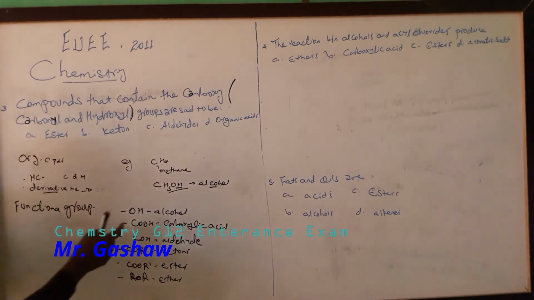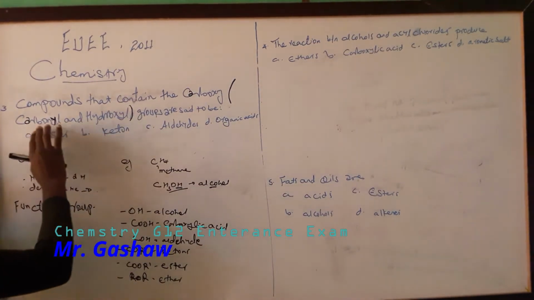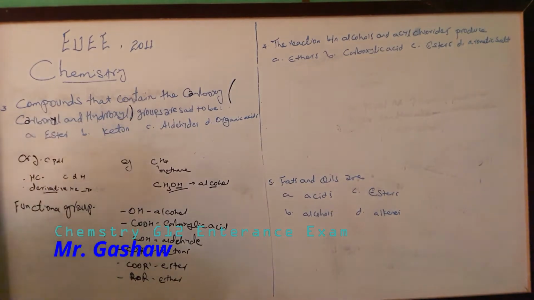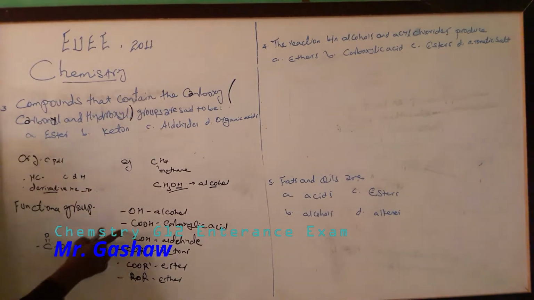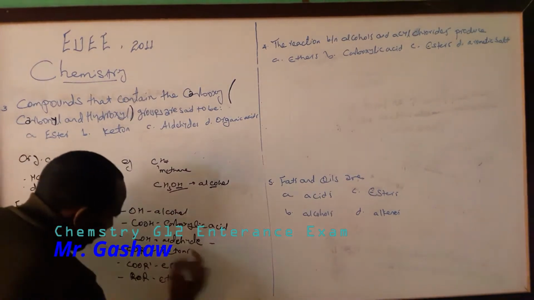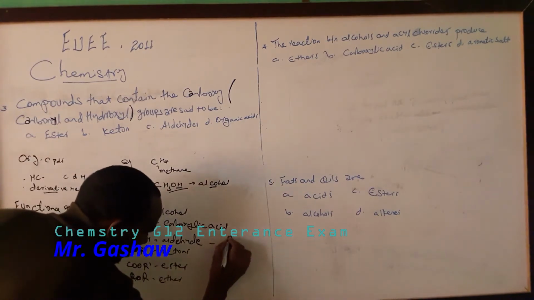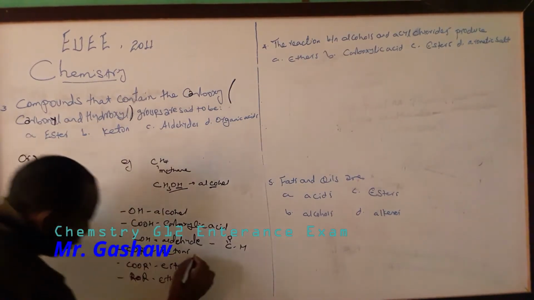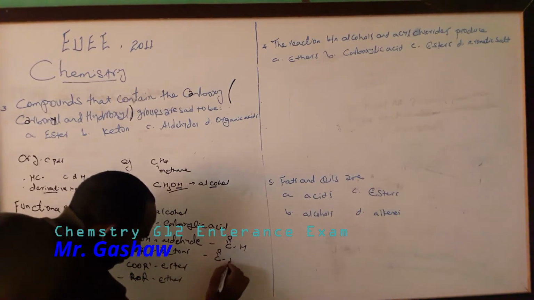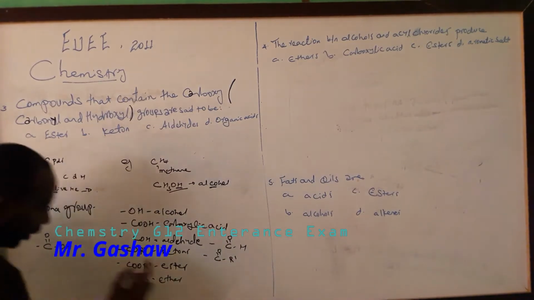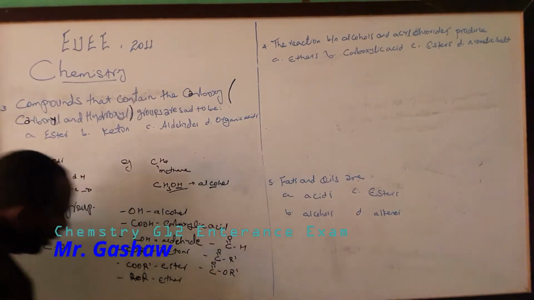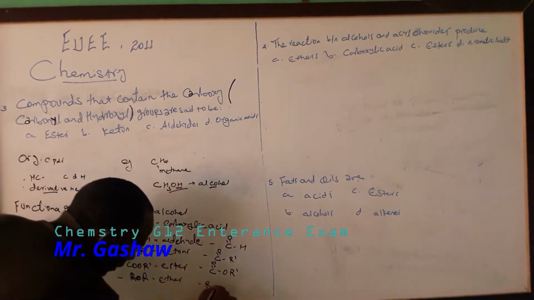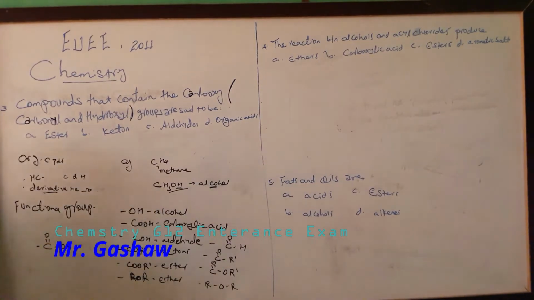So it's better to draw the structures to identify which one is a carbonyl group and which one is a hydroxy group. First, we start from carboxylic acid. Here it is OH. This one is carboxylic acid. Then for aldehydes, here it is aldehyde. Then for ketones, here it is ketone. Then for esters, here it is ester, and this one is ether.